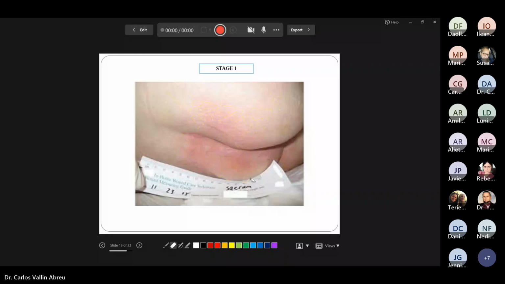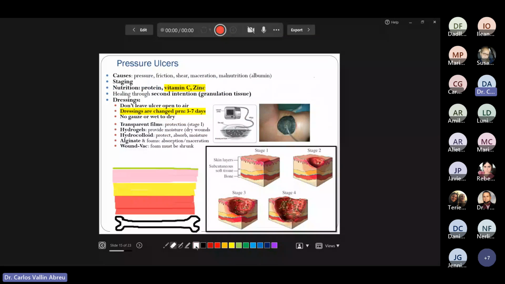Stage 1. Okay. Stage 2 is when you have a partial thickness lesion. So now you see a hole, you see a skin breakdown, but it is superficial, a very shallow ulceration, very superficial, affecting only part of the skin.